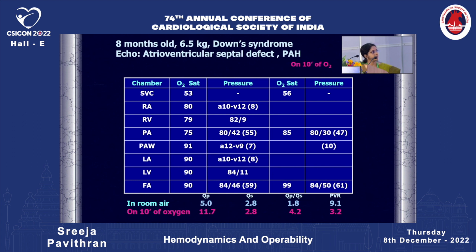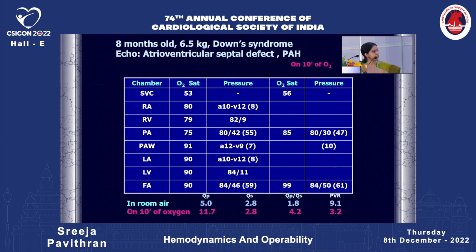However, when you give oxygen, look at what has happened. The PA diastolic pressure has fallen markedly. It is now 30 against an aortic diastolic of 50. So there is a gap of 20 millimeters mercury between the diastolic pressures in both the vessels. Accordingly, the mean pressure gap has also widened. So this is a favorable sign of operability.